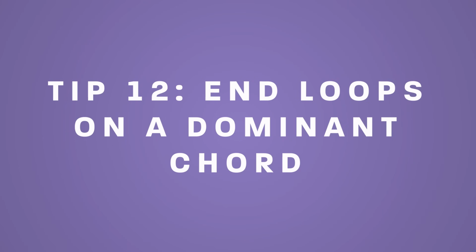Now, tip number 12 is a very specific tip, and that is to end your loops on a dominant chord. So now if you're making looping music, which you probably are if you're an indie game developer, you want to get that sweet, sweet, seamless loop where the player doesn't even know when the song ends and when it begins. The best way to do that is to end your loops on a 5 chord or a dominant chord. The reason why is because dominant chords naturally want to resolve back to 1 chords, and 1 chords typically are the first chord of your composition, but not always.